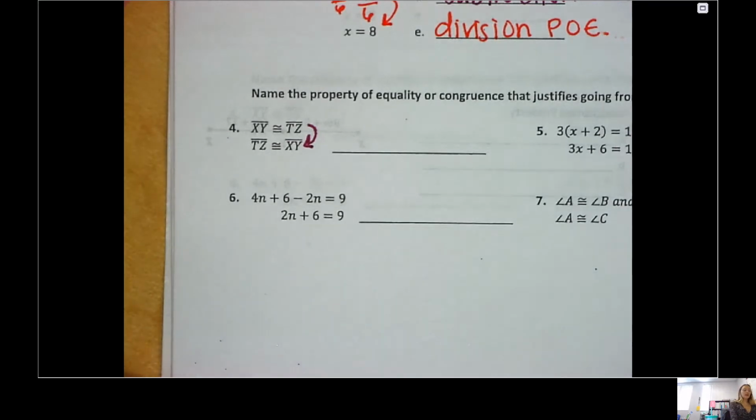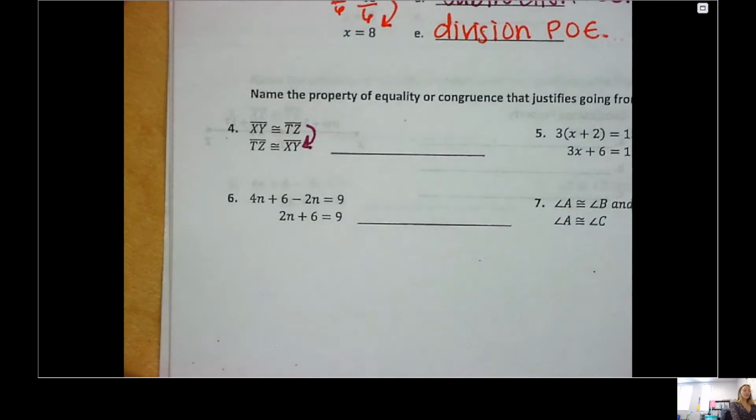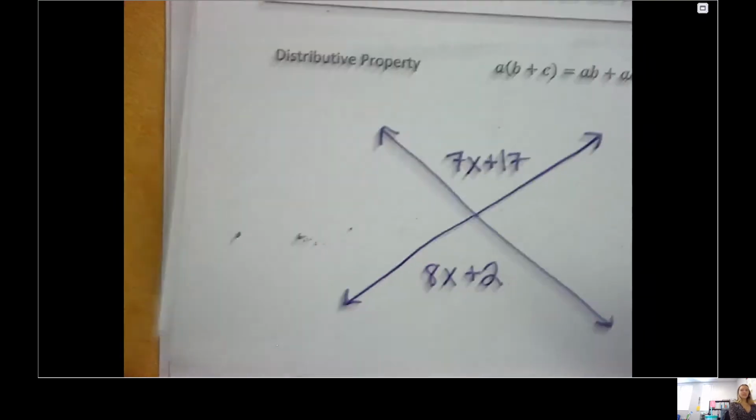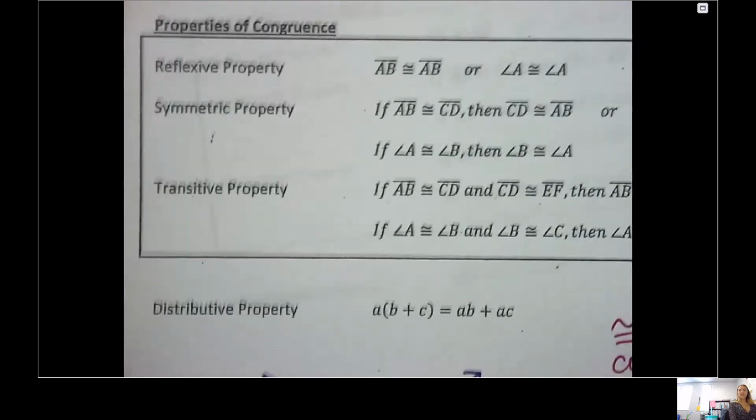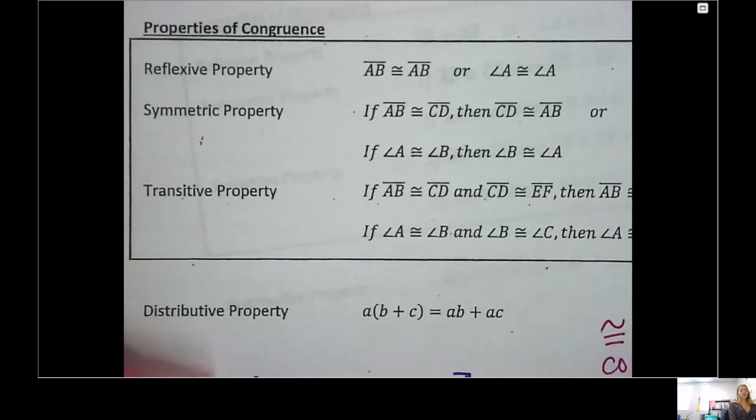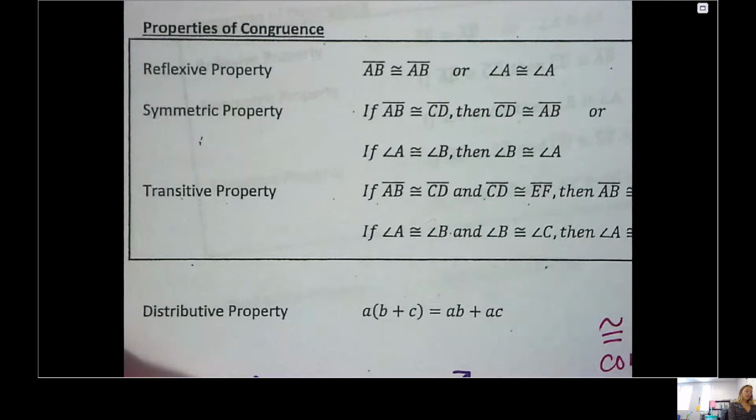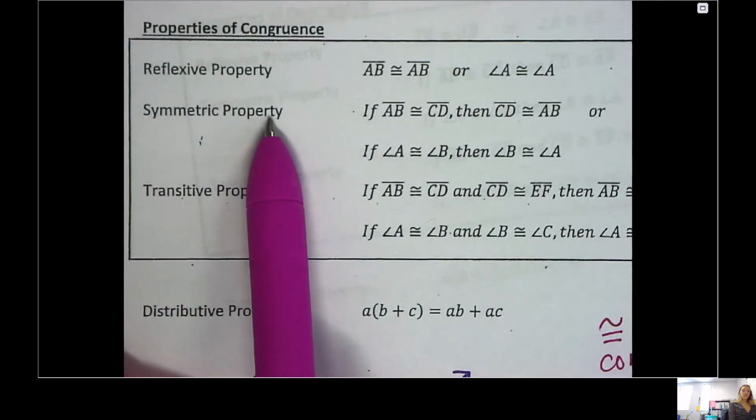So now, looking back over here, which property says they switch places? Which one of those 3? You only got 3 choices. Symmetric, yep. So think about symmetry. It's the same on both sides, right? So the symmetric property is your answer here. It's not a property of equality because it's not happening on both sides of an equal sign. It's just a symmetric property and nothing else.